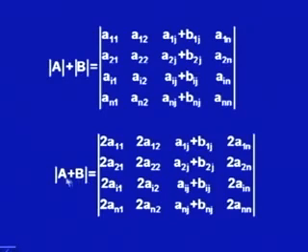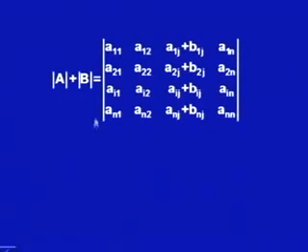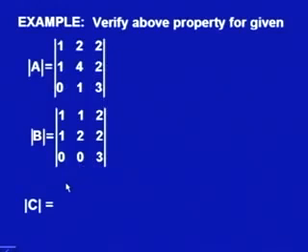What do we mean by this? This simply means that we first add the matrices and then take the determinant. So, if we first add the matrices, this is the resultant matrix, and taking the determinant will give us this. Since the elements are different, determinant of A plus determinant of B is not equal to determinant of A plus B. This I can verify with an example also.